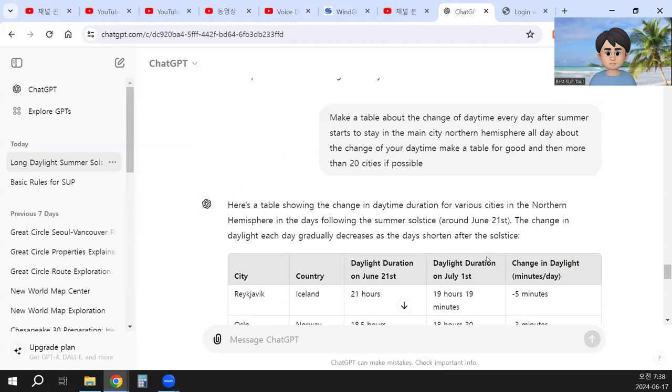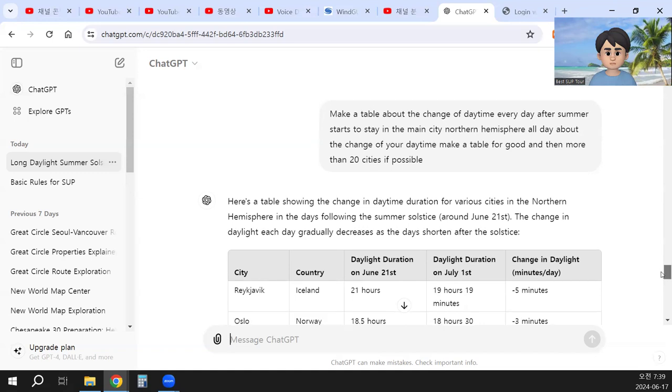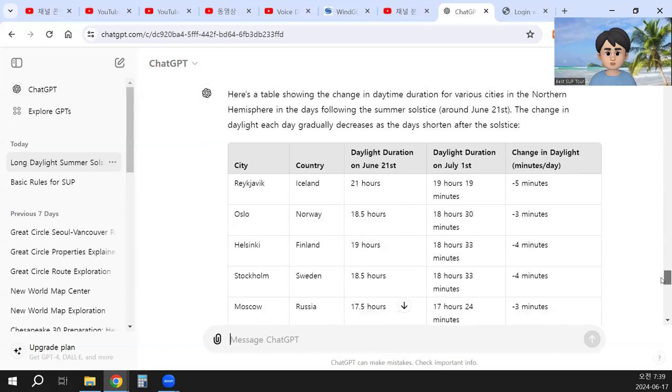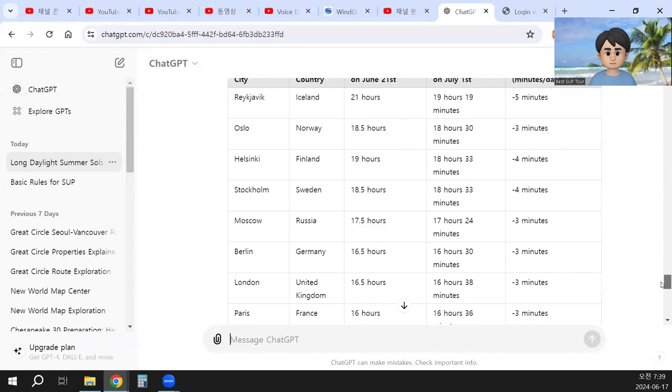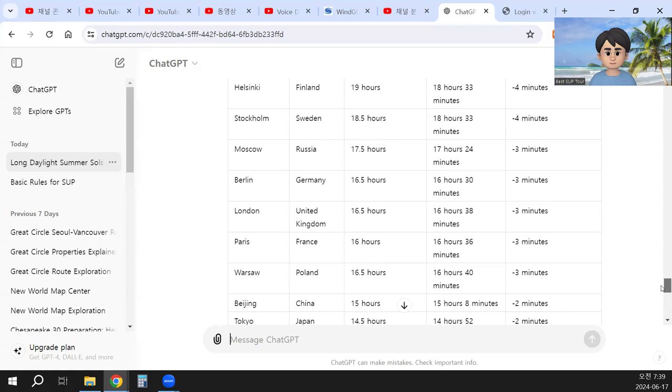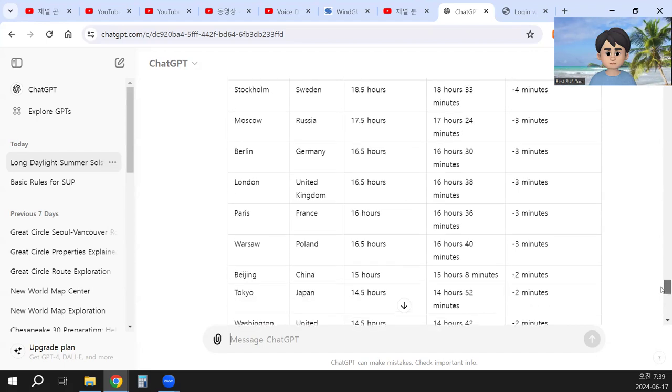Here's a table showing the change in daytime duration for various cities in the Northern Hemisphere in the days following the summer solstice around June 21st. The change in daylight gradually decreases as the days shorten after the solstice. The change is around 5 minutes in daylight duration between June 21st and July 1st for some cities, about 4 minutes 15 seconds for others, 3 minutes for Oslo, 4 minutes for Helsinki and Stockholm, 3 minutes for Moscow, and about 2 minutes for Warsaw, Beijing, and Tokyo.